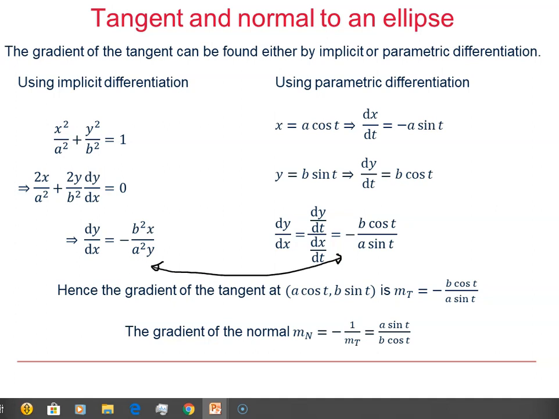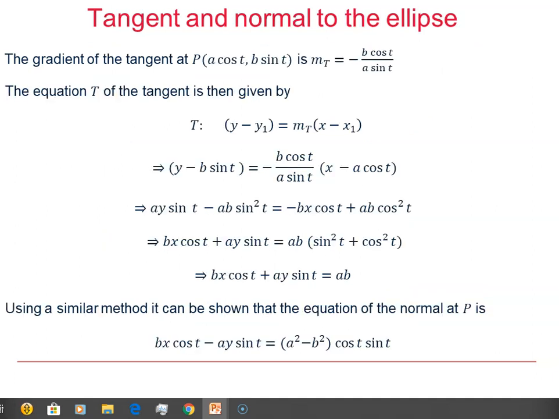And once we've got these gradients, finding the equation of the tangent and the normal is very, very straightforward. We're simply substituting this value for the gradient into the expression for the tangent, which is a straight line, and then rearranging. So again, I'd like you to pause this video and just check through this line of working. As I say, it is not intended that you learn this result. It's the method which is important.